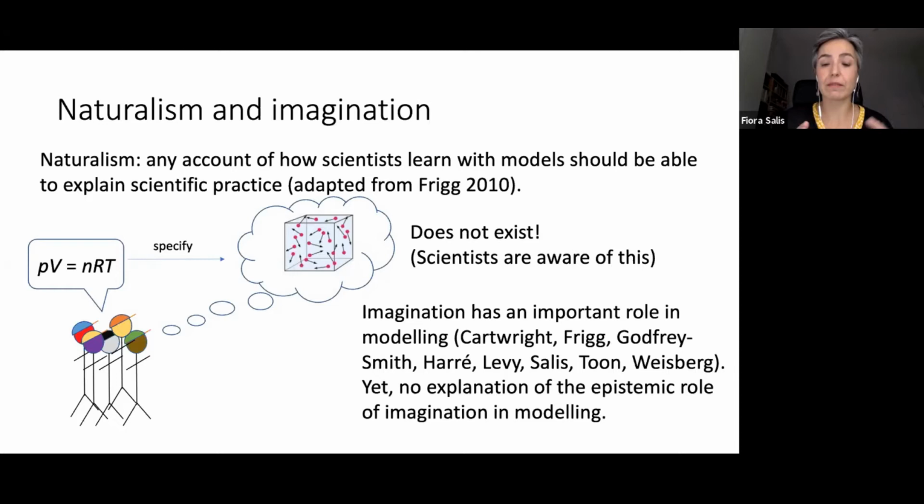So philosophers usually recognize the importance of imagination in modeling. And I give you here a short list. There are many more names that I could add. We have Nancy Cartwright, Roman Frigg, of course, with the first robust development of the fiction view of models. We have Godfrey-Smith, Levy, myself, Adam Toon, etc. So we all recognize the role of imagination in modeling.